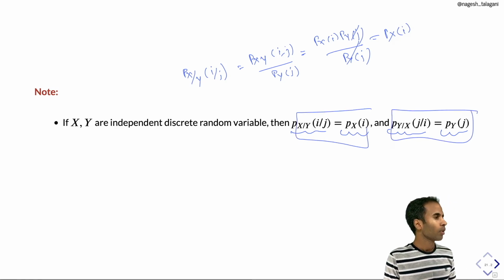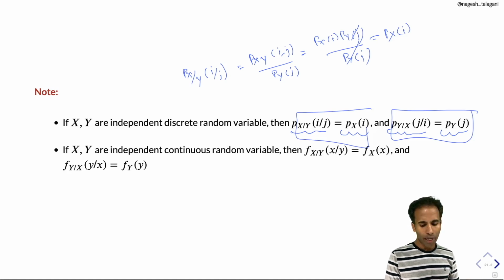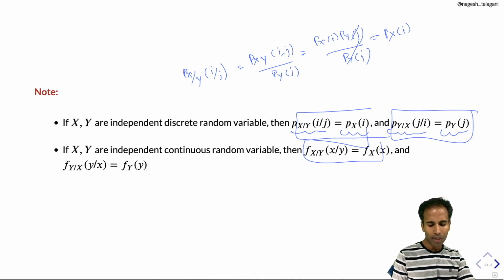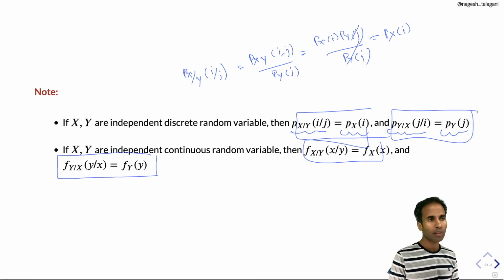Okay. In the same way, if X and Y are independent continuous random variables, then the conditional PDF of X given Y will be the same as the marginal PDF of X. Similarly, the conditional PDF of Y given X will be the same as the marginal PDF of Y. Okay, fine.